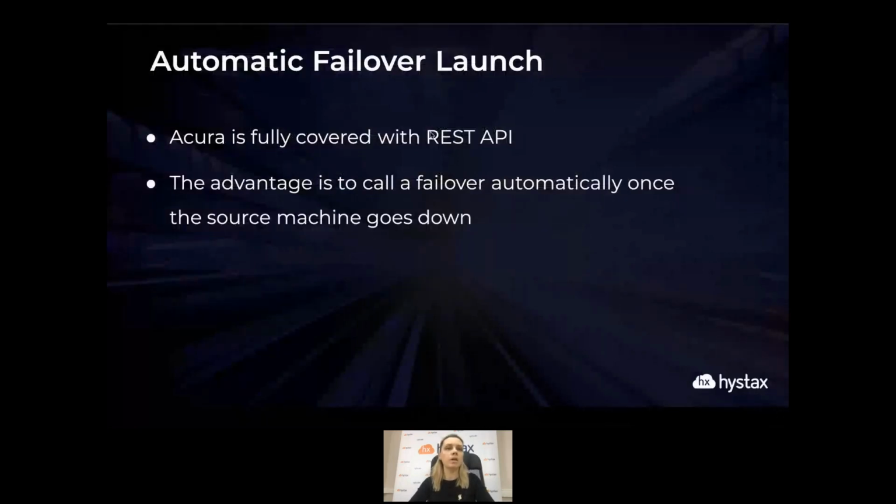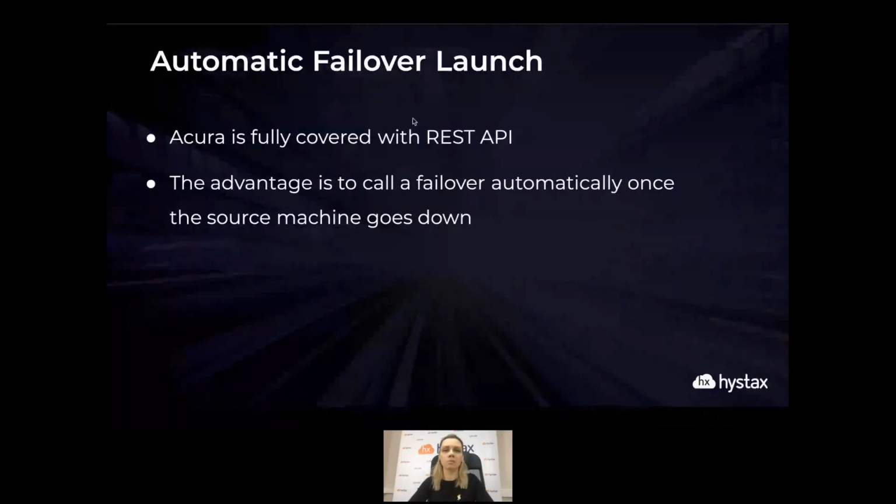A couple of words about our automation. Acura is fully covered with REST API, so you can easily use our APIs to integrate our automatic launching of failover processes into your, for example, monitoring systems, or you can easily create some internal schedulers that will call replication processes if you need this approach. Everything is possible with the REST API.